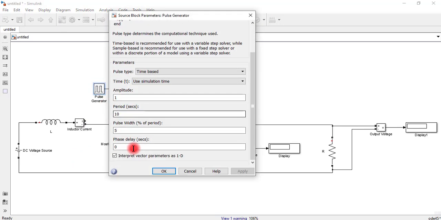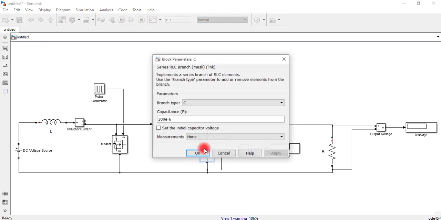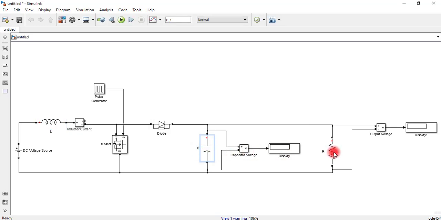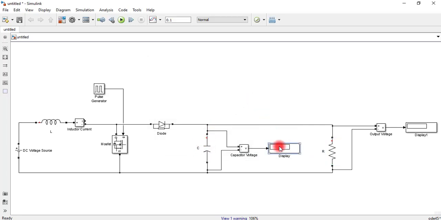Okay, now let's give the values of pulse. I'm using 20 kilohertz frequency, so 1 by 20 kilo, and the pulse width of 40%. So inductance is 70 microhenry, capacitance is 300 microfarad, and the load resistance is 10 ohm. Okay, let's copy this display block and paste it here. This is inductor current.